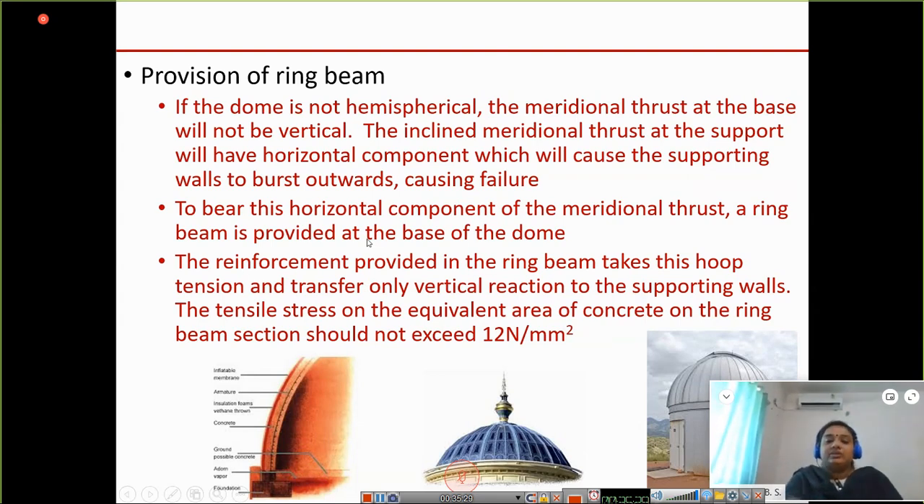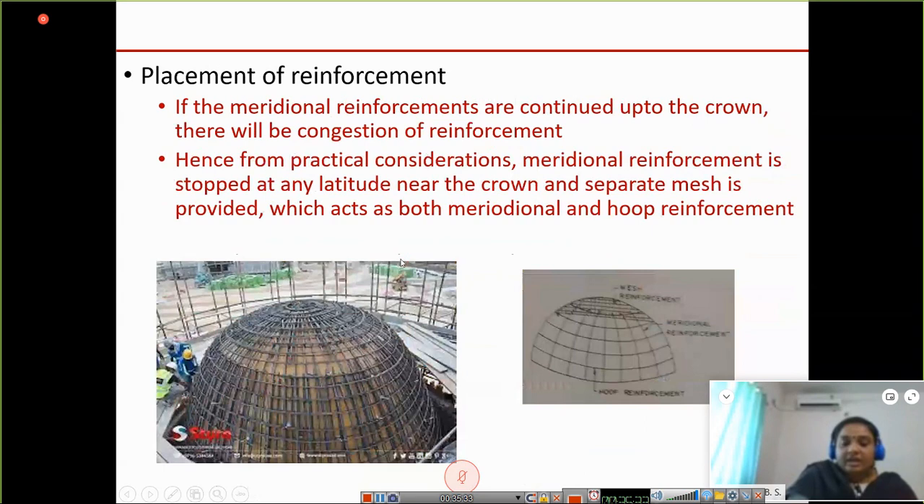Now coming to the placement of the reinforcement, here you know that we need to provide the reinforcement to take care of the meridional thrust. This is what is shown like this, and the hoop reinforcement is shown in the form of circles. Okay, so what will happen if all these meridional reinforcements are continued to the top side?